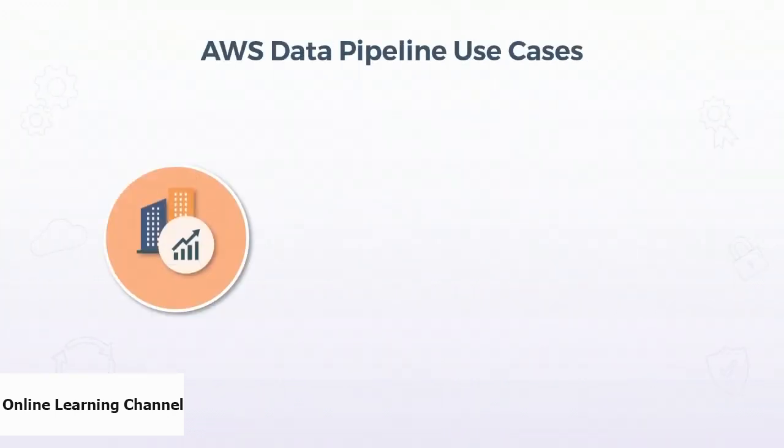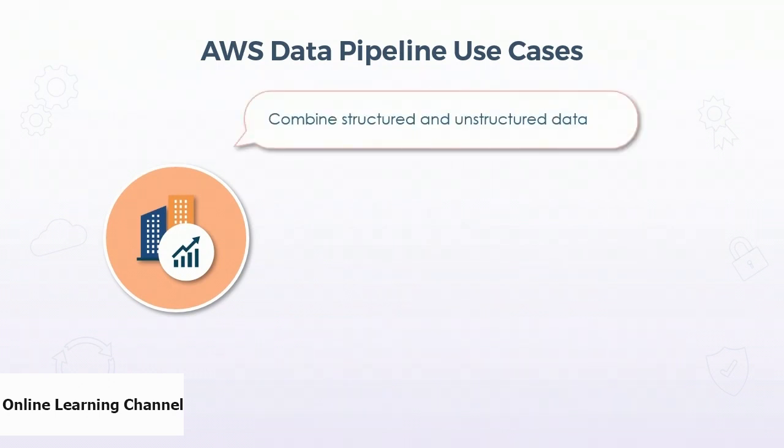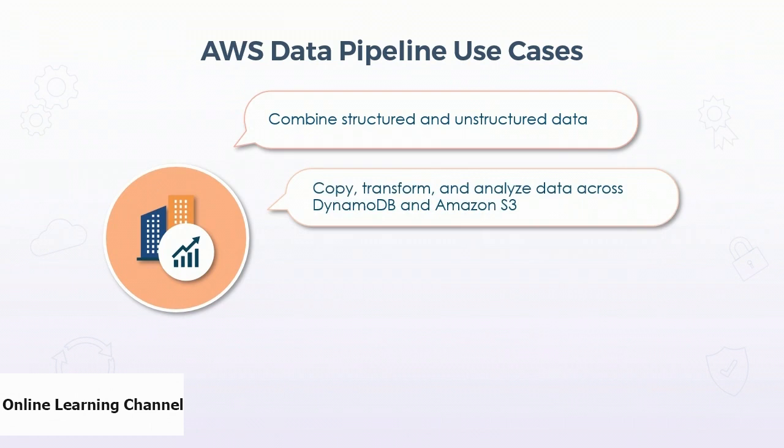Lastly, let us look at AWS Data Pipeline use cases. One use case of Data Pipeline is to be able to analyze unstructured data from logs using Hive, combining this with existing structured data from RDS, and then uploading everything to Amazon Redshift for querying and analysis. Another use case could be to copy tables from DynamoDB to Amazon S3, perform transformations, run analytics using SQL, and finally load the data to Amazon Redshift.